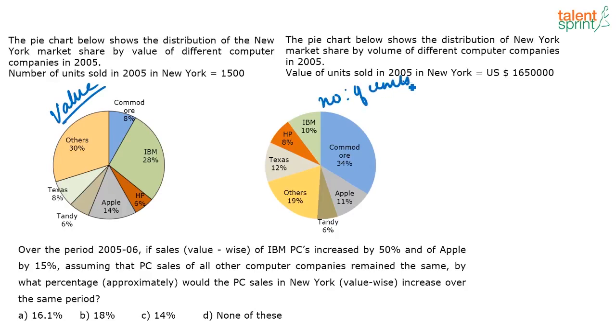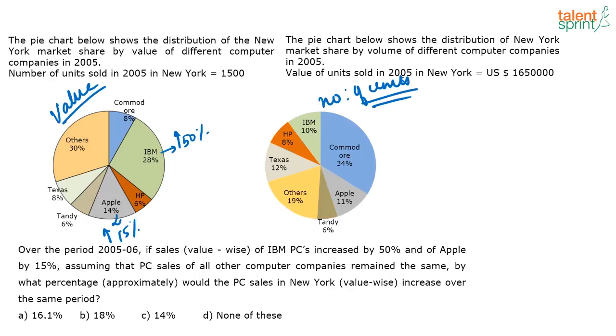Now what they are saying is, value-wise, if you look at IBM, there has been a 50% increase in the value-wise sales of IBM. Similarly, if you look at Apple, there has been a 15% increase when it comes to value-wise sales of Apple. Now, all other values here are the same. None of them are changing. So, they are asking by what percentage will the total value of PC sales increase over the given period.